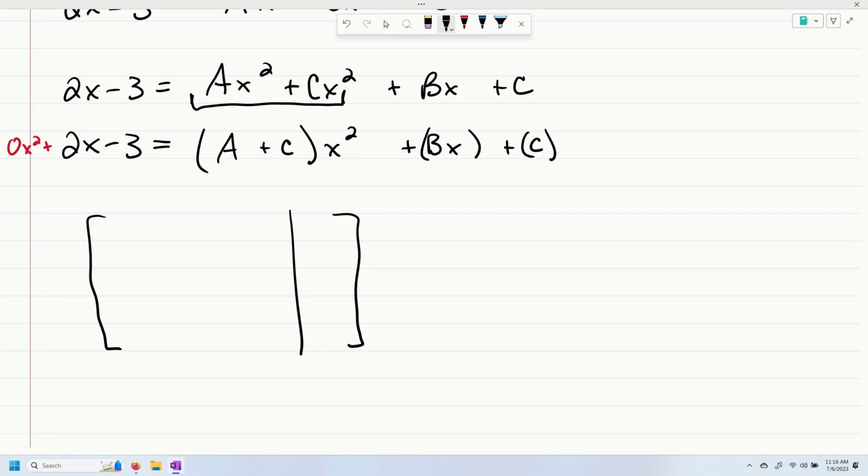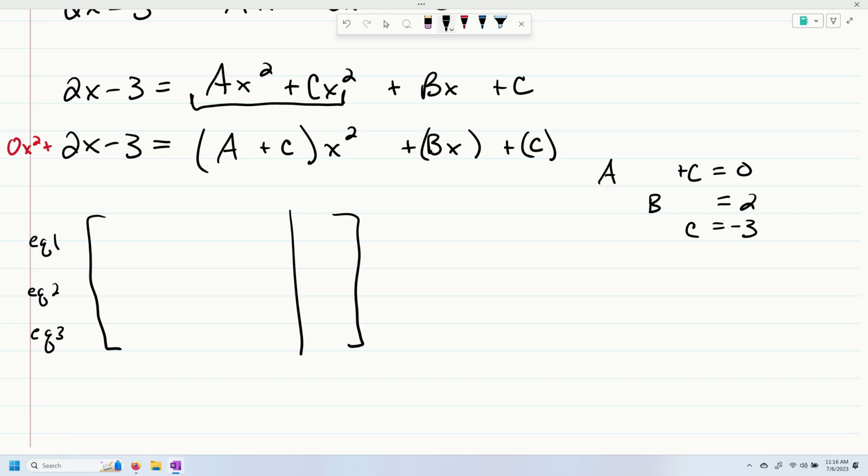And now we can go ahead and set up our matrix. So remember, this is going to be equation 1, equation 2, equation 3. And those equations are going to be a plus c equals 0, b equals 2, and c equals negative 3.